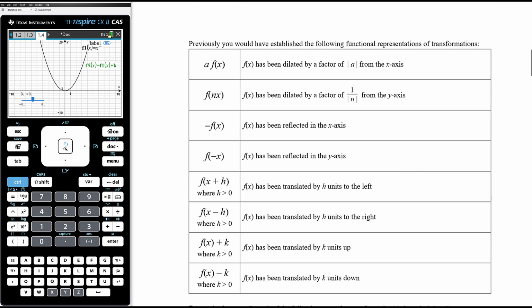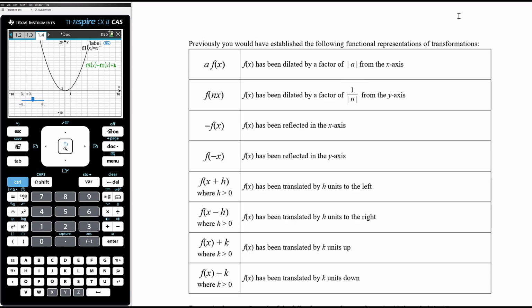So here they are all summarised. A times f of x has been dilated by a factor of the modulus of a. We no longer do the modulus in this course, which is a bit frustrating because it was quite useful. But the modulus of a simply means it doesn't matter whether a is positive or negative, it's always a positive value. So the modulus of 2 is just 2, the modulus of negative 2 is also 2. So if this was negative 2, the dilation factor is by 2 from the x-axis.